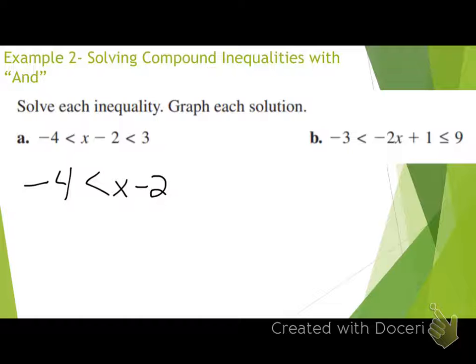Negative 4 is less than x minus 2, and x minus 2 is less than 3. X minus 2 just goes with both sides of the and. You could split it up like that and then solve each one of these individually. Does that make sense? I don't like to do it that way. Can I show you how I like to do it? And then if someone wants to see it like this, I can show you this way as well. Everyone good with my way?